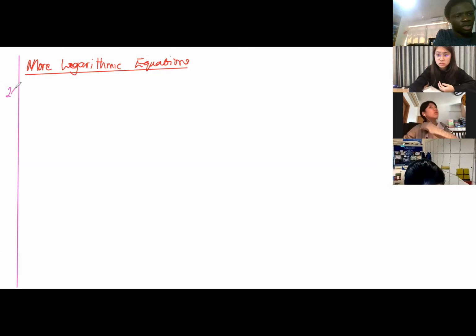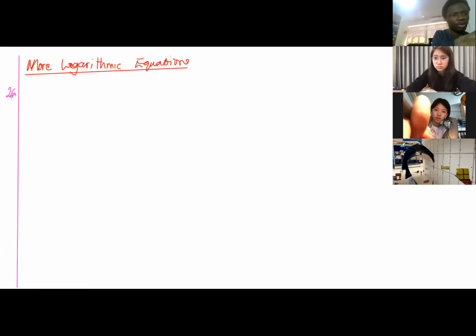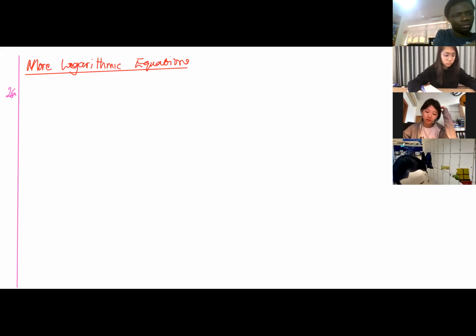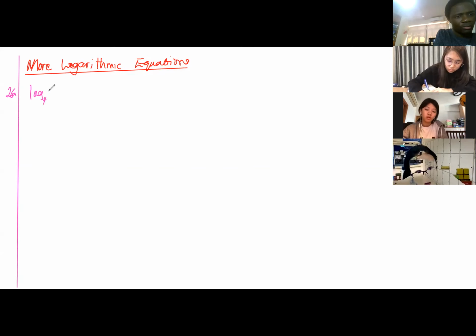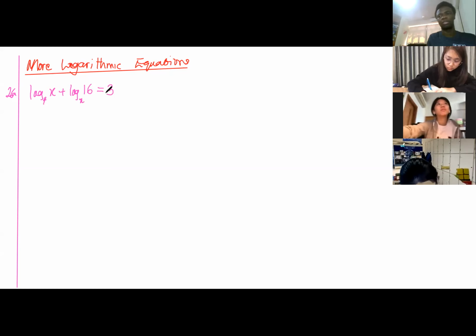So question 26G, sorry. 26G says, can someone call that question for me so I don't have to open two different windows? Thank you. Quickly: log x base 4 plus log base x of 16 equals 3. Equals 3? Good. All right, so that's what we have.